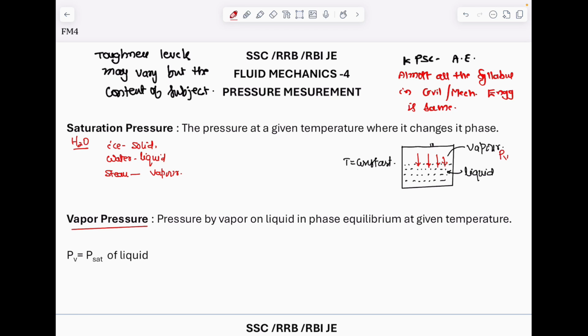When it changes from solid phase to liquid phase, it is called phase change. For phase change, it requires some energy. And from liquid to vapor also, water vapor, there is a phase change. It also requires some amount of energy to be consumed by the fluid.